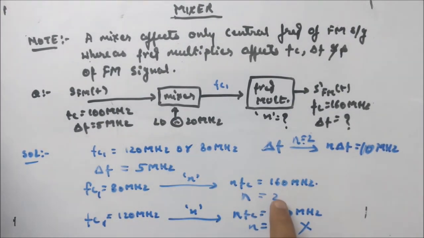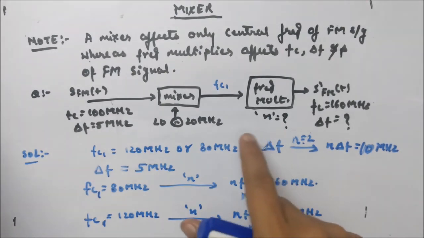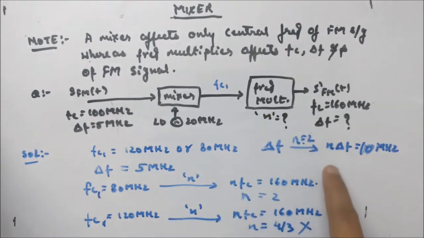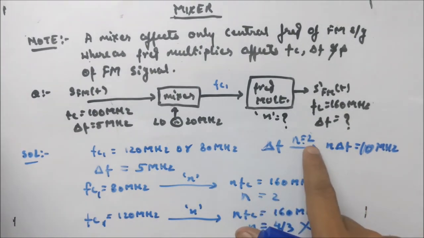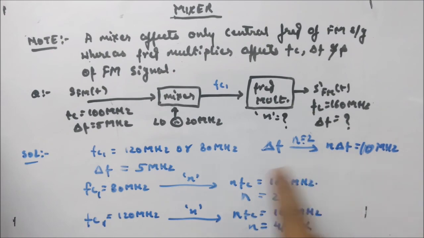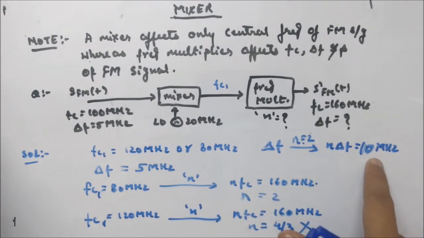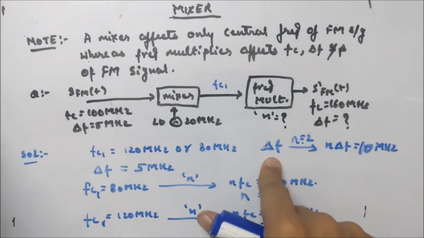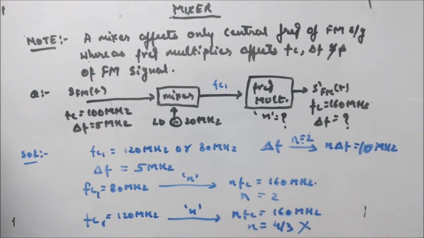So n is equal to 2 if you take this. Now del f, if it goes through the frequency multiplier, it will become n into del f. Since you have calculated n from here as 2, you will get 2 into 5 megahertz, that comes out to be 10 megahertz, and this will be your answer for del f, and n is 2.